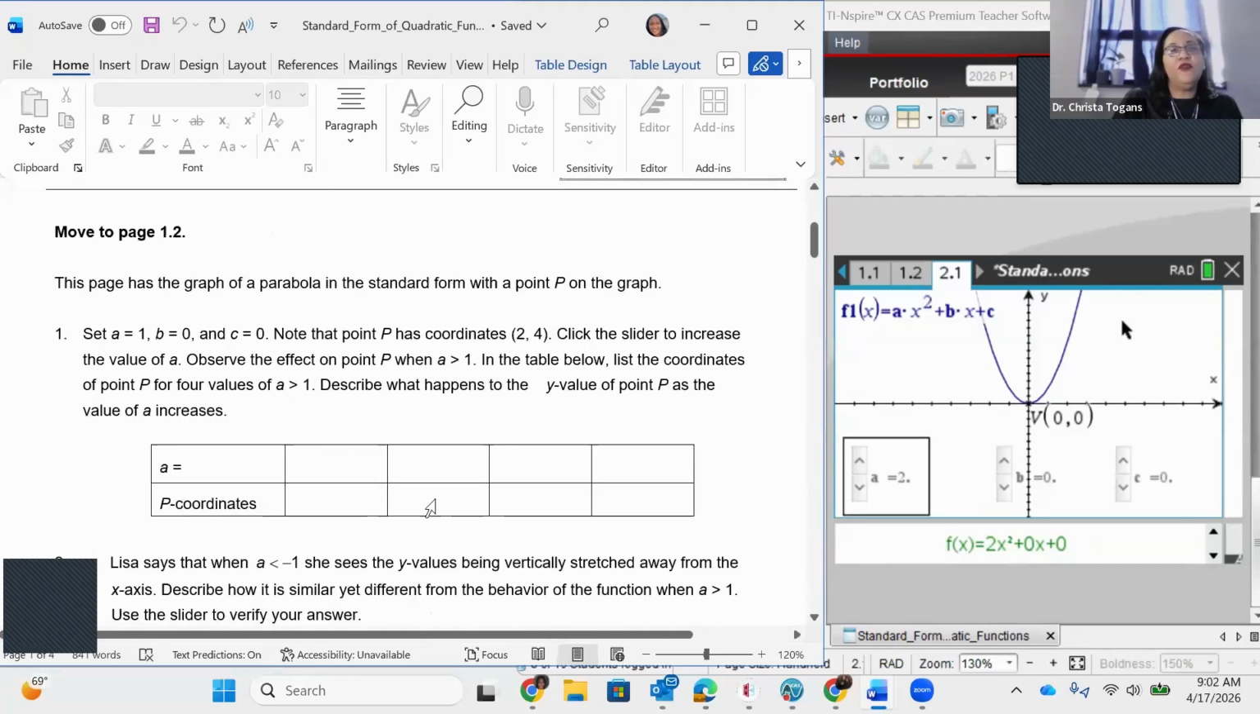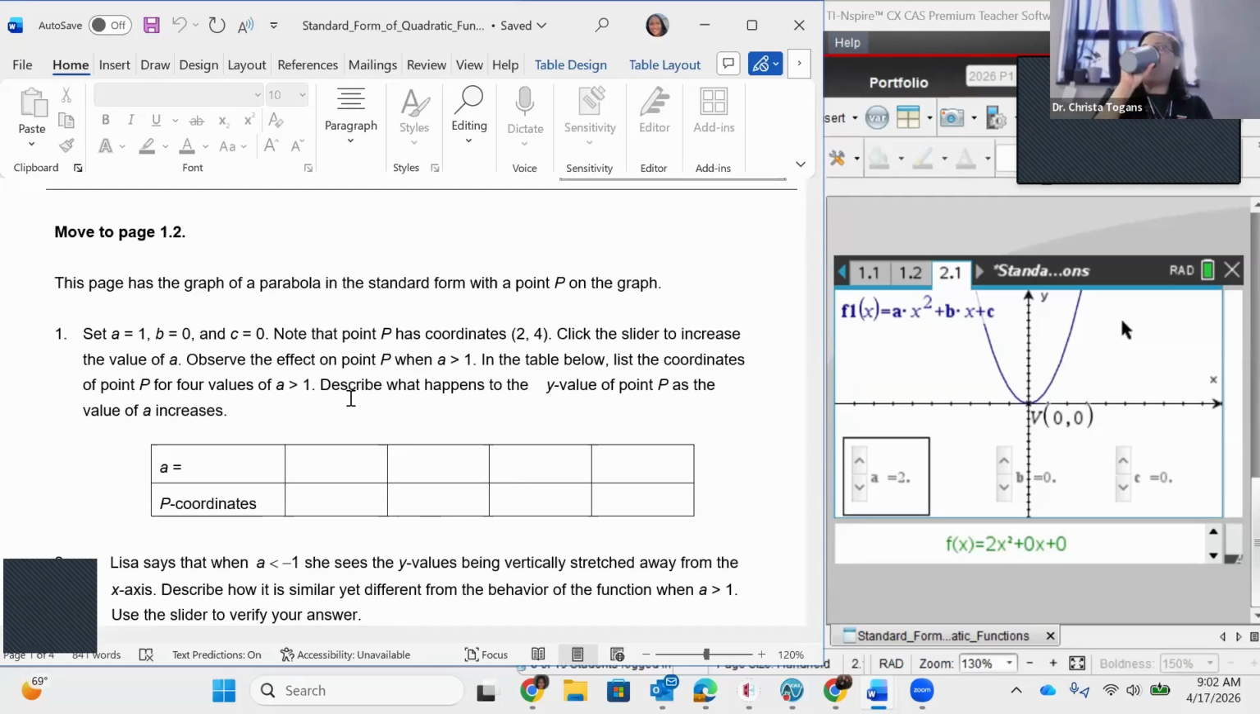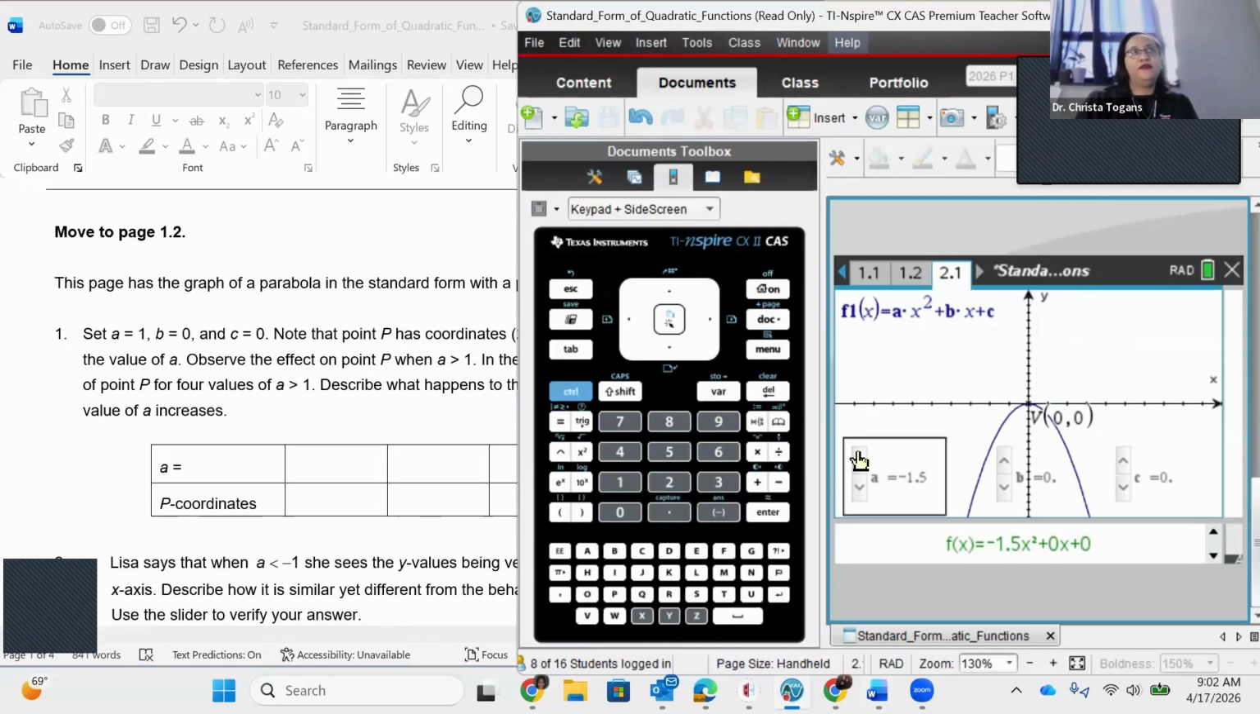So what we did was we filled in this chart, we changed the parameters, right? What happens when A is less than 1, or should I say negative? What happens when A is negative? All right. It flips upside down, right? Which looks like a mountain. What's the opposite of a mountain? A valley.